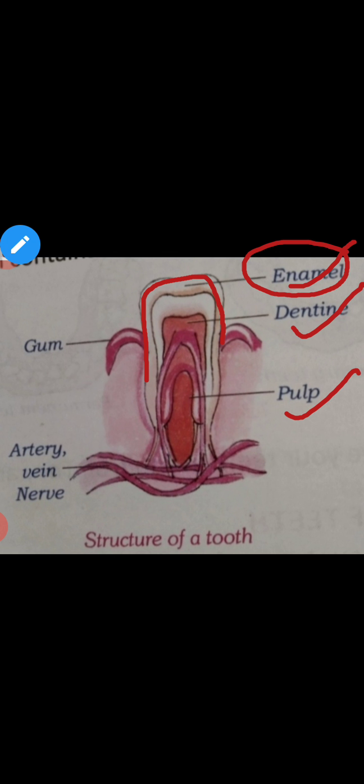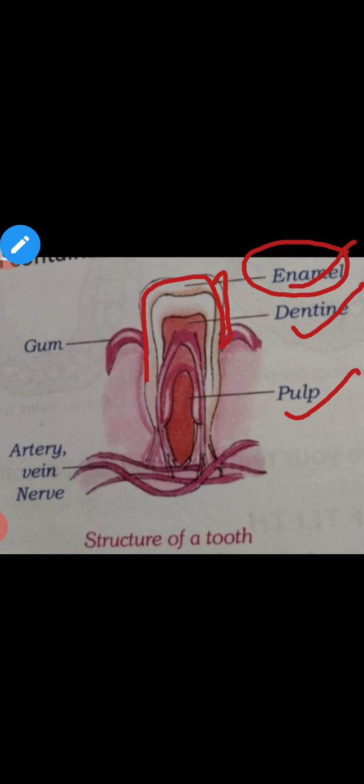Next, what are the functions of the enamel? As we know, it is the hardest substance, which means it resists the wear and tear of the internal parts of the tooth, and it forms the crown. As you see, it forms the crown. Crown means the part of the tooth above the gum.